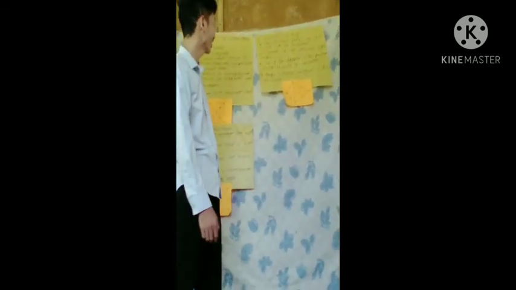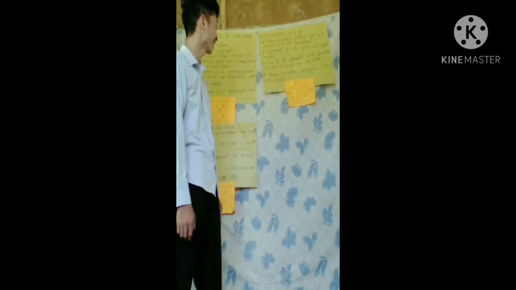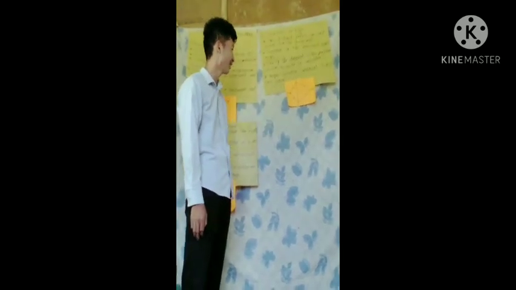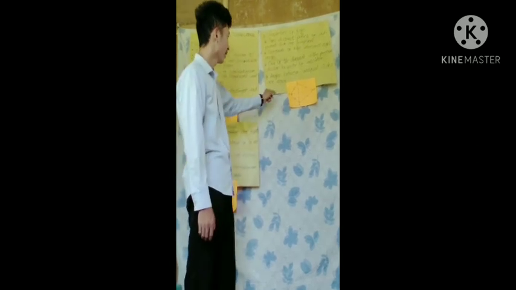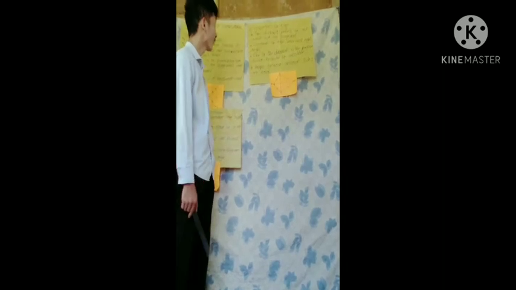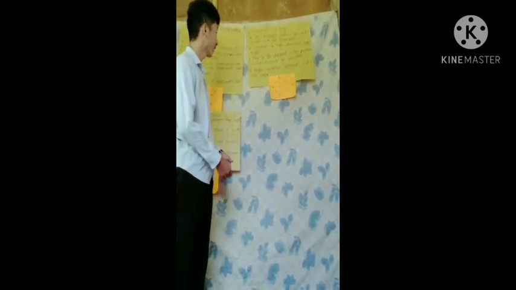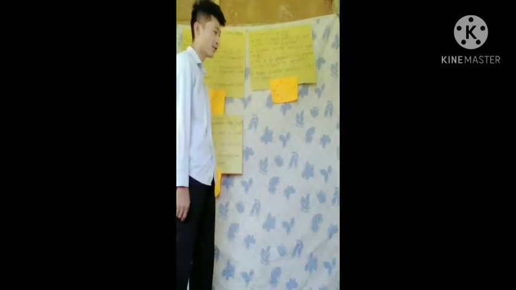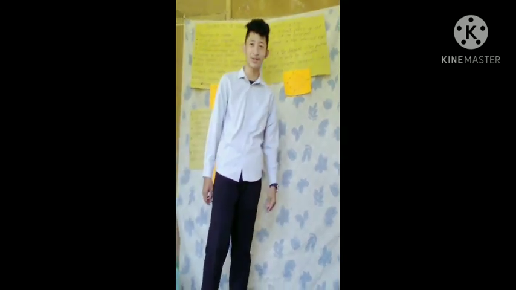Let's proceed to the last property of a kite. Angles between unequal sides are equal. This is the fourth property of a kite: the angles between unequal sides are equal. So hopefully it is clear.